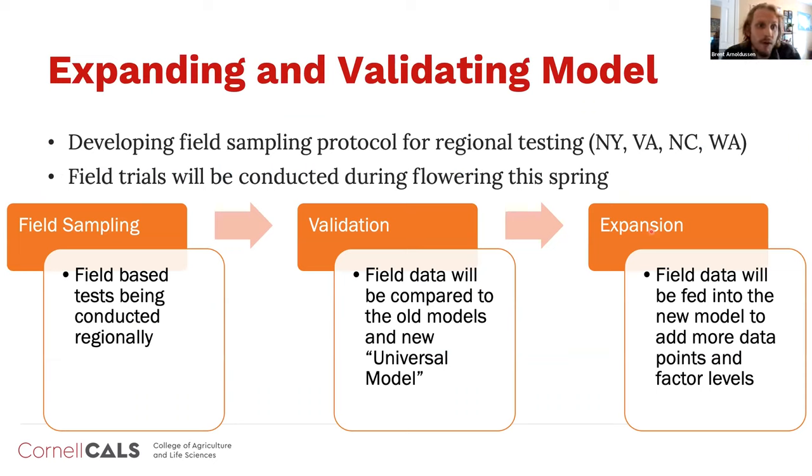And so just a little overview of what we're doing now, with the field trials to expand and validate the model. Currently, we're developing a sampling protocol that we can use in regional testing that's going to be done this spring in New York, Virginia, North Carolina, and Washington. And then we're going to do some field trials that are going to be conducted regionally to validate the model, as the old models and the new model.